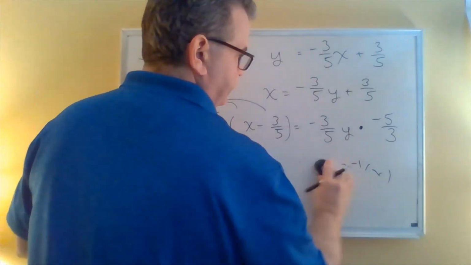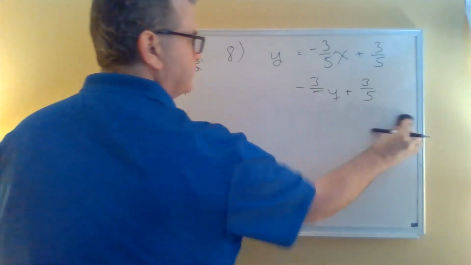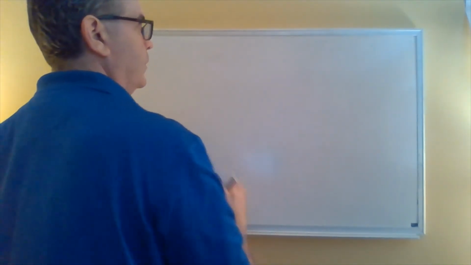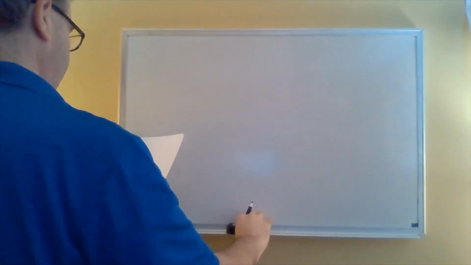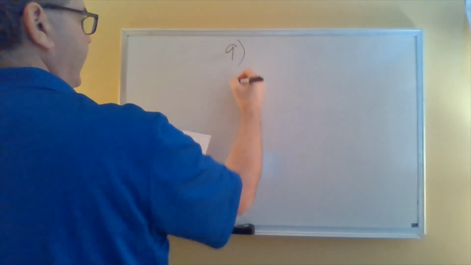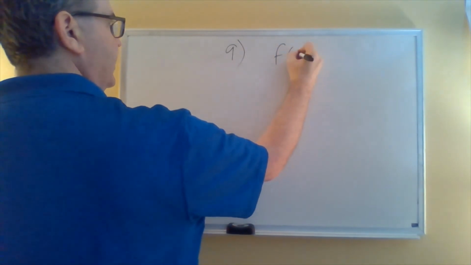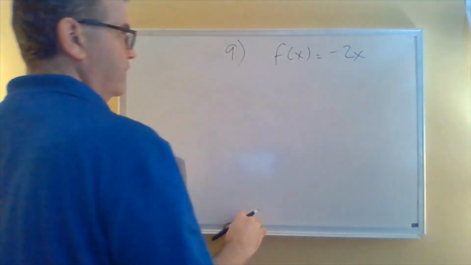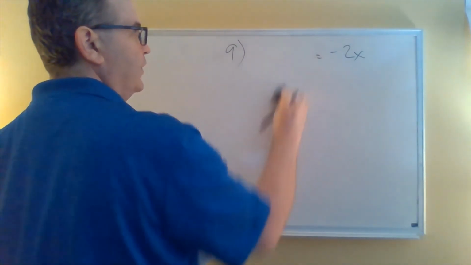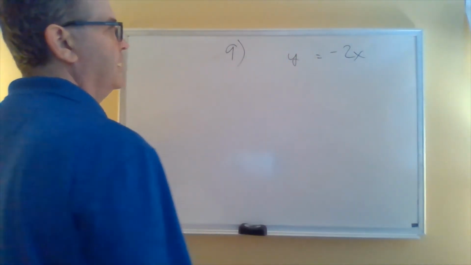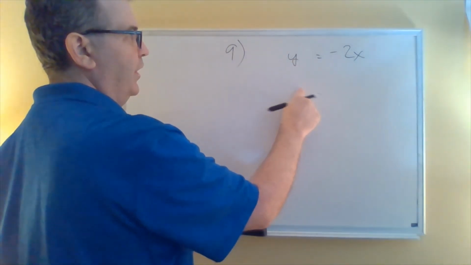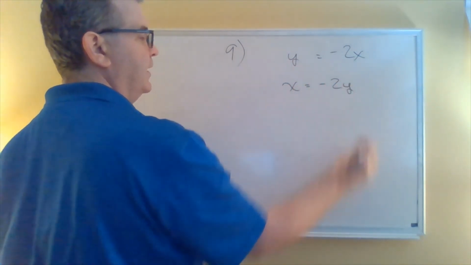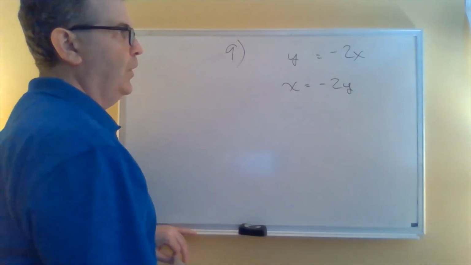Do number 9. Okay, number 9, f of x equals negative 2x. Okay, I'm going to start by changing my f of x to the variable y. And I'm going to rewrite, changing all my y's to x's and all my x's to y's. x equals negative 2y. I'm going to solve for y, which is real easy.